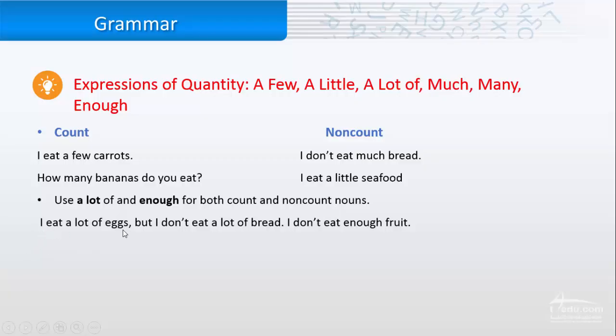I eat a lot of eggs, but I don't eat a lot of bread. I don't eat enough fruit. So only a lot of and enough, we can use them with both count and non-count. But with count, we use only few and many. And with non-count, we use only much and little.